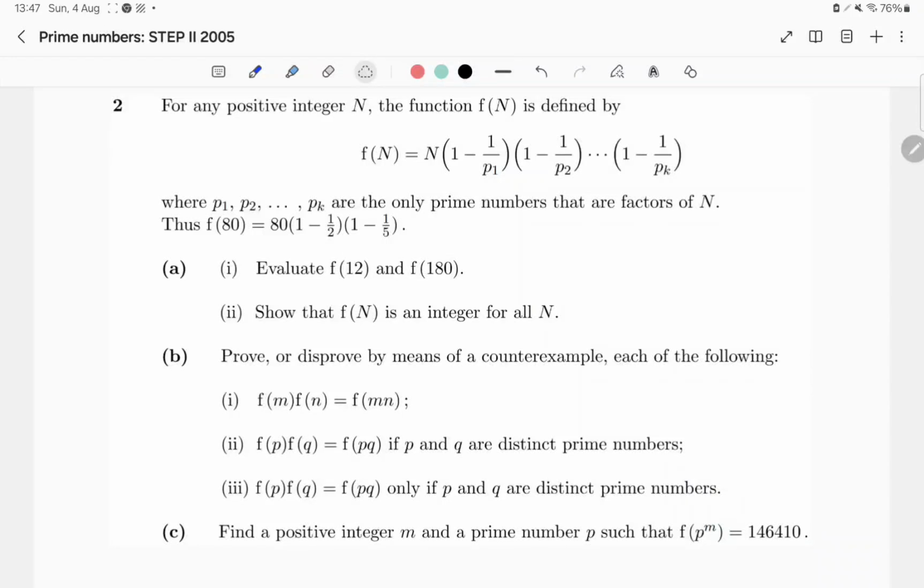Hello and welcome back. Today we'll be doing question 2 from the 2005 STEP Paper 2. So, let's get started. Question 2.